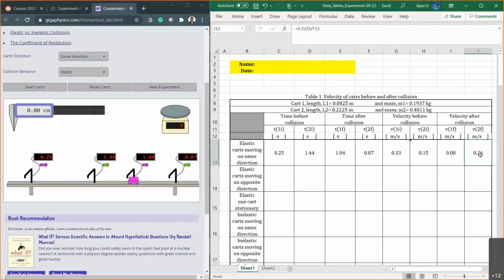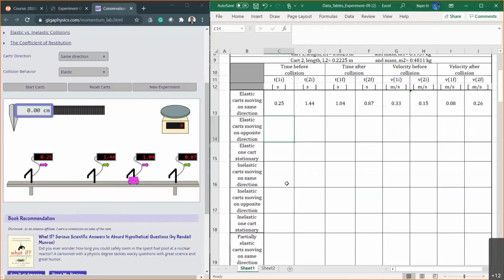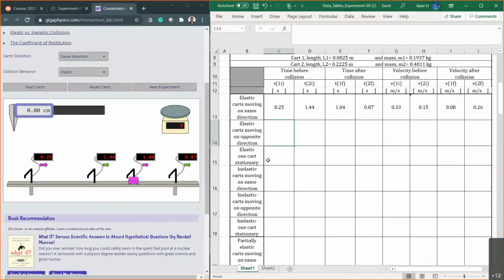All right, then that's it. Then we have to simply re-investigate this condition by changing the way we send in the carts, right? So instead of sending the carts in the same direction, we can send the carts in opposite directions, for example, case 2. To do that, you have to click on the reset carts in the middle. Don't click the new experiment for any reason. That will change the length and masses. Then there's no meaning comparing the momentum later at all.